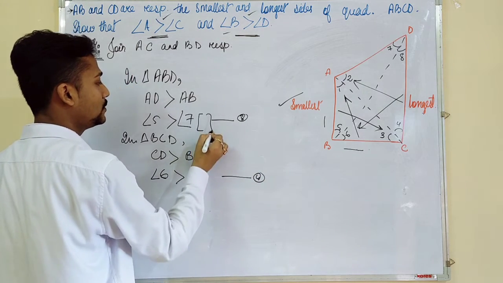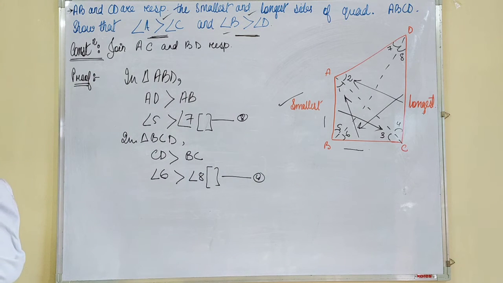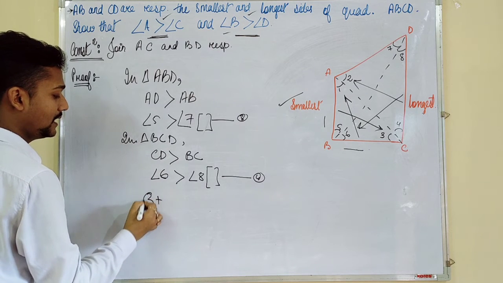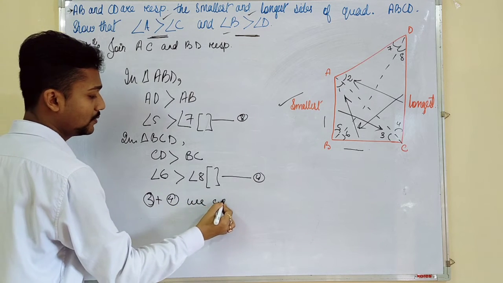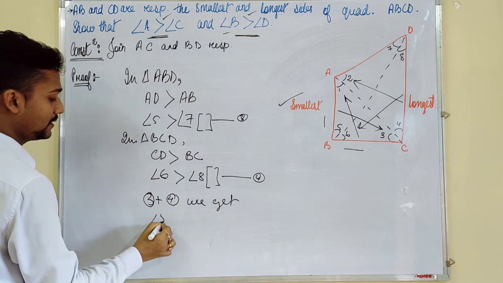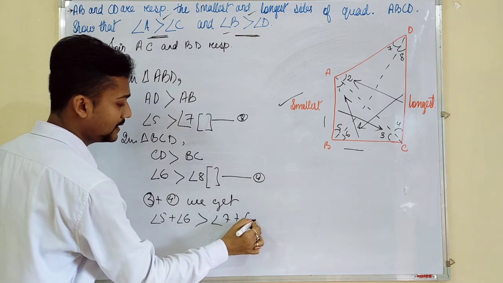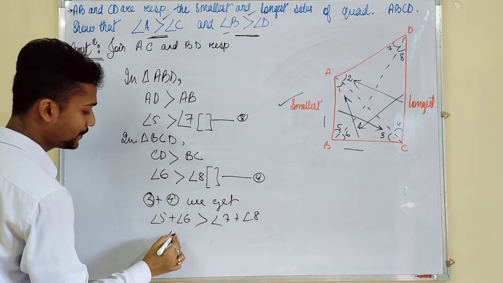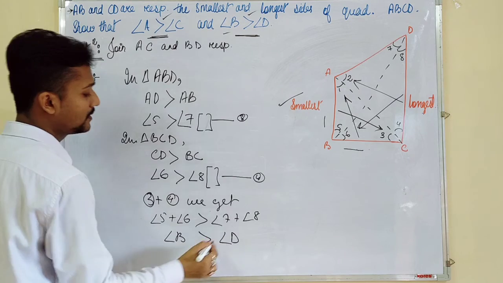The reason is best known to you. I'm not going to put the reason here again and again. You will be putting it by yourself. So adding 3 and 4, we get what? Angle 5 plus angle 6 is greater than angle 7 plus angle 8. Now 5 plus 6 is equal to what? Angle B. And 7 plus 8 is equal to what? Angle D. Isn't it?